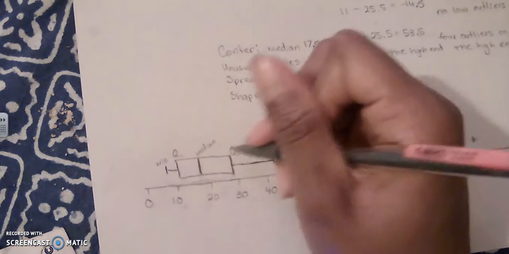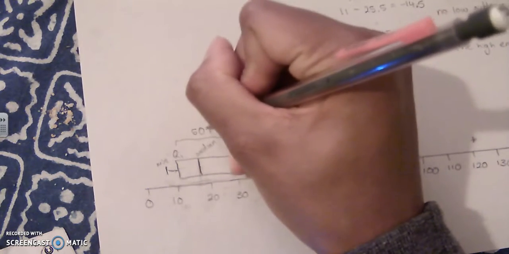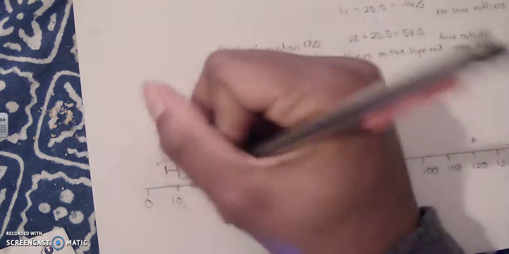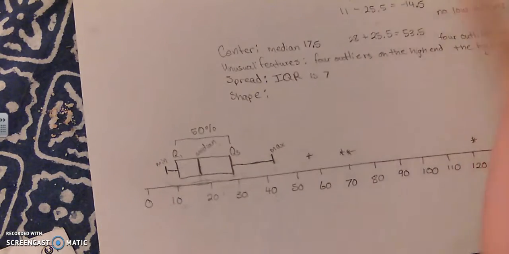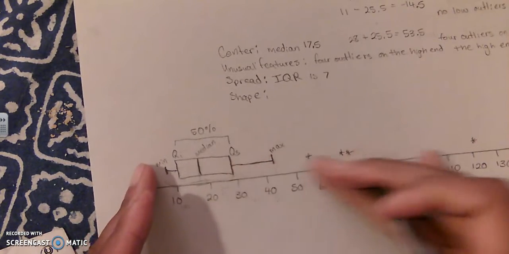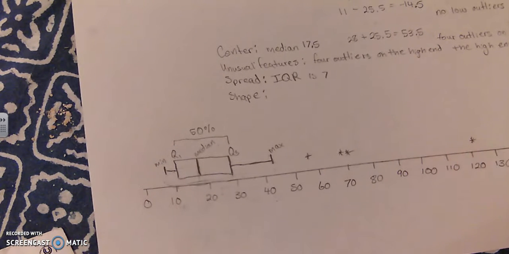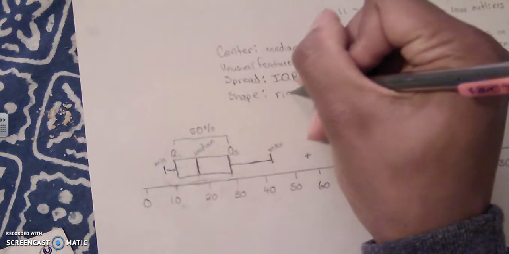Remember, between our Q1 and Q3, we have exactly 50% of our data. And in fact, between our minimum and Q3, we have 75% of our data. Most of our data is here with some pulling off to the right. So when we describe the shape of this data, we're going to say it's right skewed.